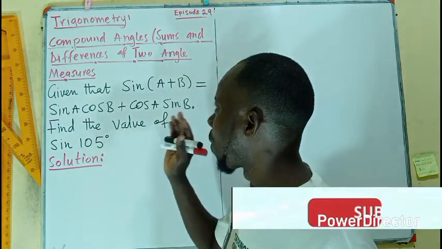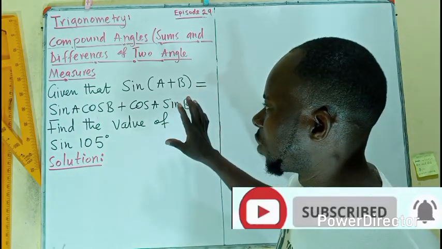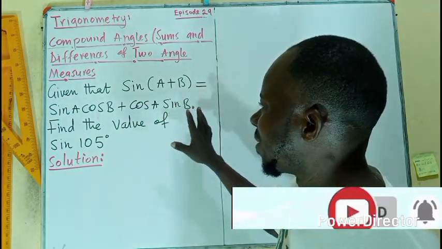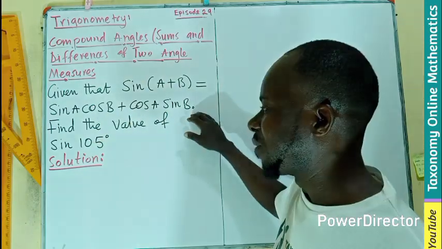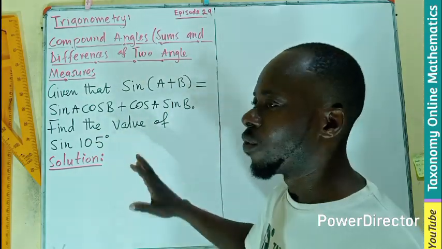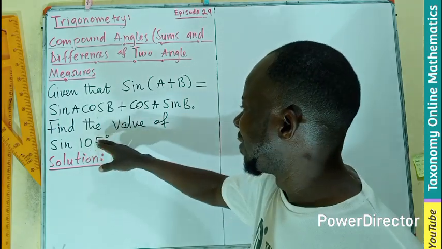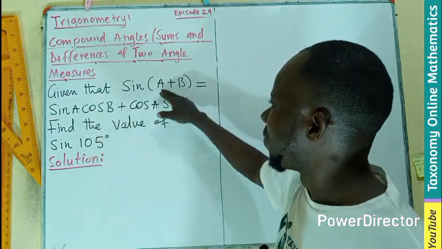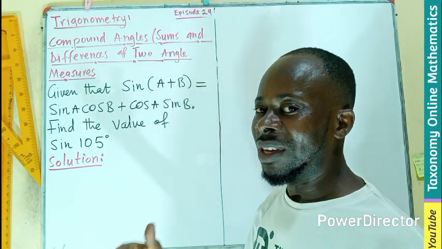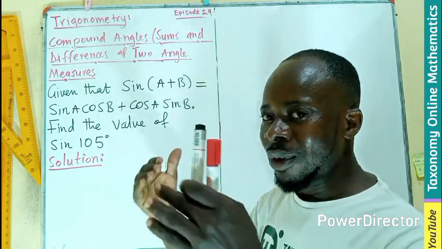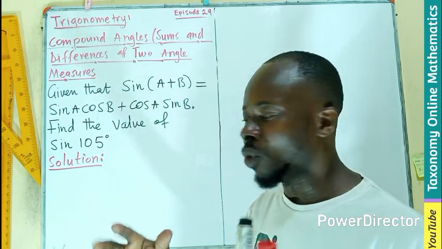Here we are still on compound angles, the sum and the difference of two angle measures. Given the sine of A plus B, the sum of the two angles, expanded in this form, we are asked to find the value of sine 105. Remember, this means that we should express this in the form A plus B, taking into account the special angles, which are 0, 30, 45, 60, 90. Take consideration of those angles.